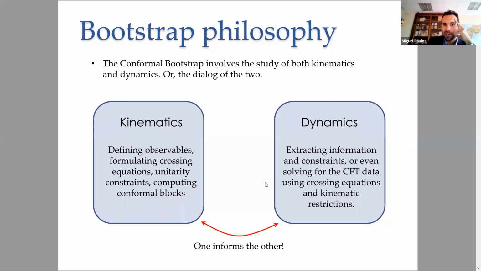And then the dynamics is, how do you actually extract information and constraints by the crossing equations and kinematic restrictions on the CFT data. And really one informs the other, because of course you need all this basic kinematic data in order to set up the dynamical problem. But sometimes also the dynamics can give you clues on how to better formulate the problem, how to better formulate the constraints of crossing, for instance, what I would call kinematics, in a way which is more enlightening. So it's really a dialogue between these two things.